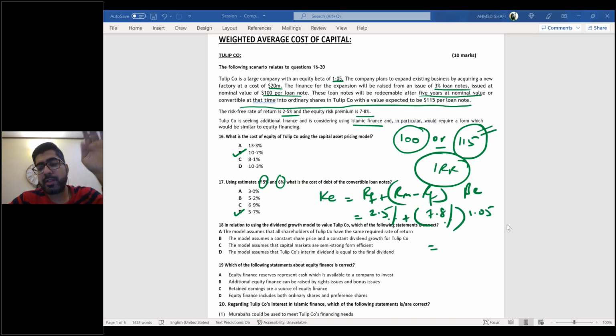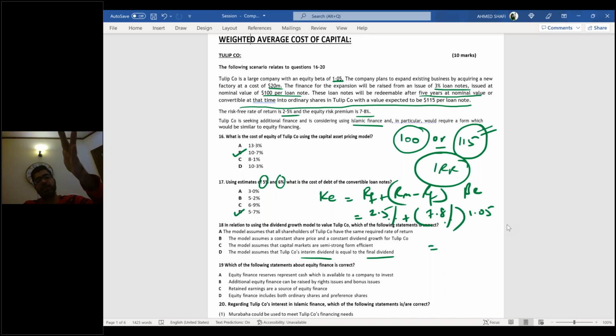Now, to answer a theoretical question, there are two strategies. One, directly capture the correct answer, and two, remove the wrong ones to reach the correct answer. Now, if you look at the last statement, the model assumes that interim dividend is equal to final dividend. Interim dividend is half yearly, quarterly or semi-annually. No model assumes that whatever final dividend the company will pay at the end of the year, the half-yearly interim dividend has to be the same. So this statement is wrong.